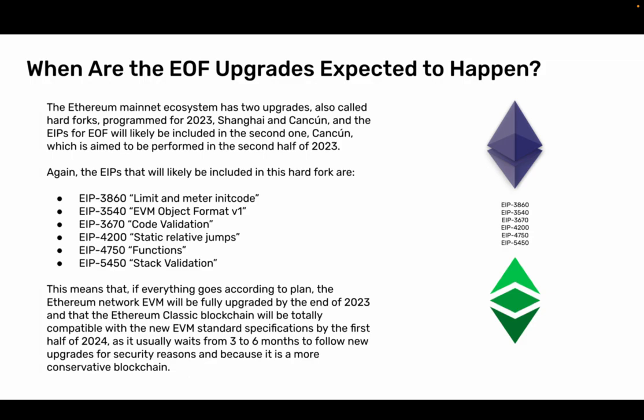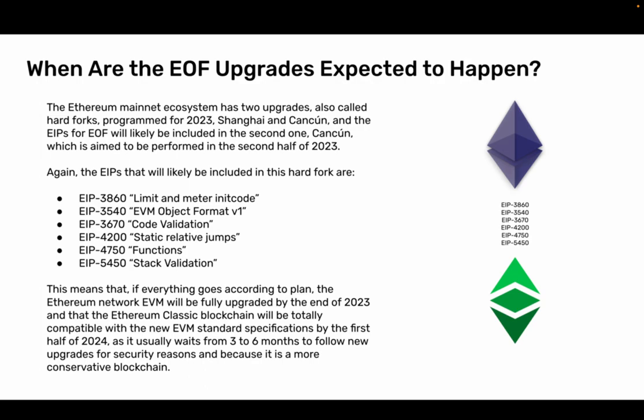Again, the EIPs that will likely be included in this hard fork are EIP 3860, limit and meter init code, EIP 3540, EVM Object Format version 1, EIP 3670, code validation, EIP 4200, static relative jumps, EIP 4750, functions, EIP 5450, stack validation.